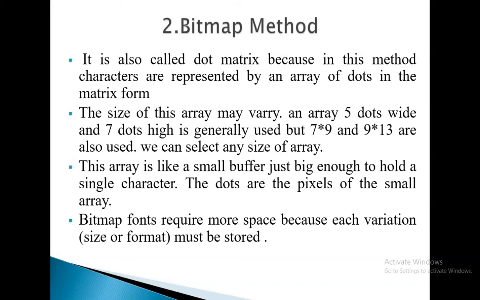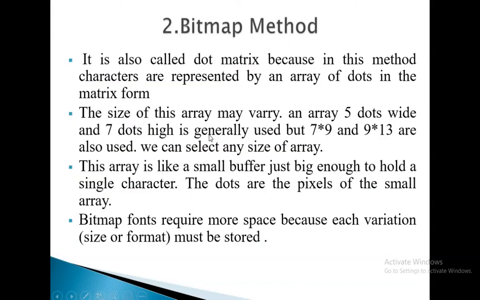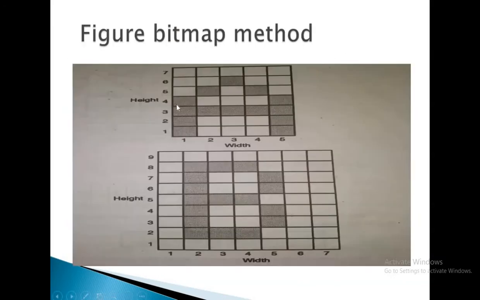In this bitmap method, by using a matrix, an array of the matrix, we have drawn some characters. Here is the width and height of the array, and by using this array we have drawn a character by using some pixels or dots.